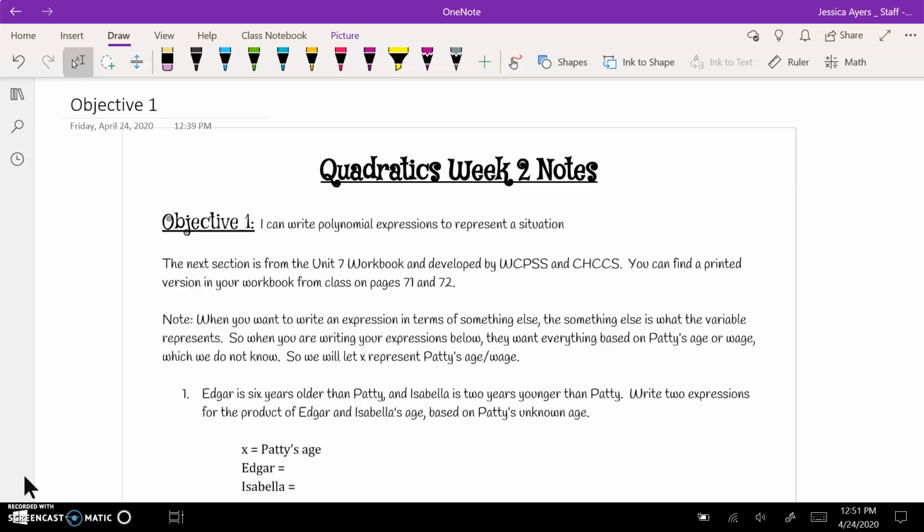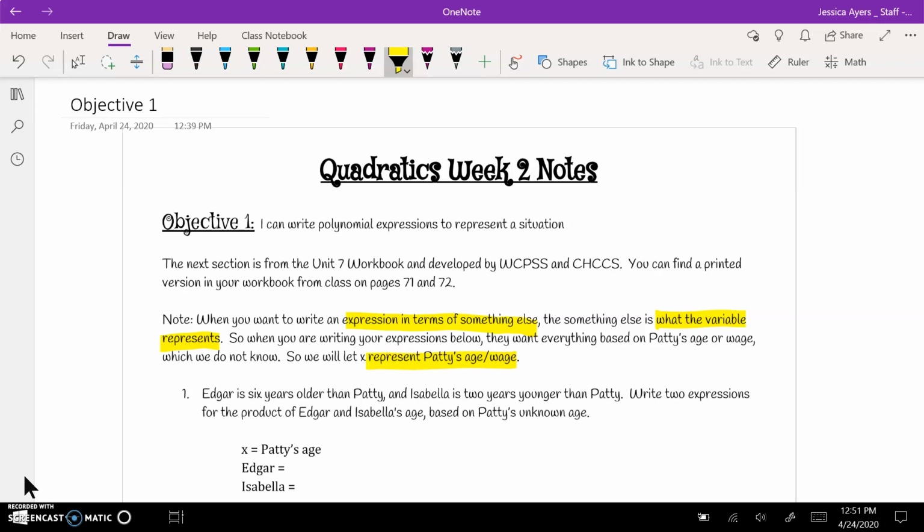So one thing you want to note is that when you want to write an expression in terms of something else, then that something else you're writing in terms of is what you let your variable represent. So when we're looking at all these examples, we're going to be talking about people in terms of Patty's age or Patty's wage. So if we want to write our expressions, X is going to represent however old or however much money Patty is making. And that will help you kind of go through these.